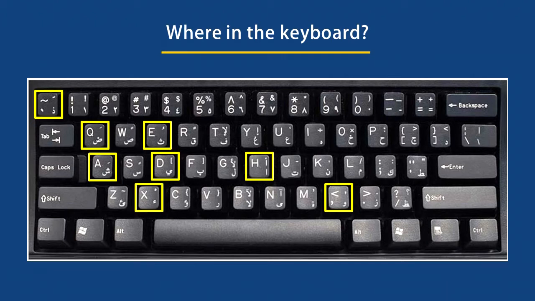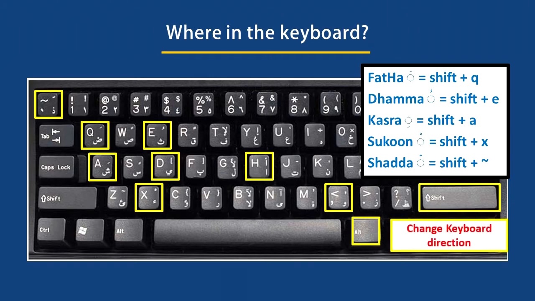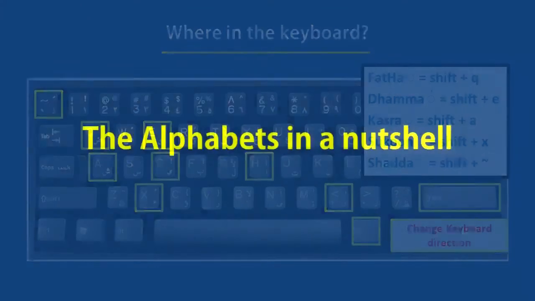Please notice that in order to type a haraka, you need to press and hold the shift key. So in order to get fatha, press shift and q. For dhamma, press shift and e. For kasra, press shift and a. For sukoon, shift and x. And for shadda, shift and the light key. Of course, this is done after you change the language direction into Arabic.